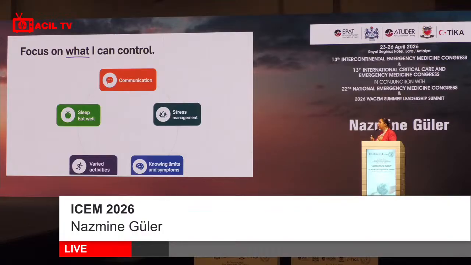You are obliged to know your limits and know your symptoms. If you don't want to see your symptoms, you can't care. It's important that you know your limits. And our emergency physicians don't want to see the symptoms. They are in need, unfortunately. You must have varied activity.